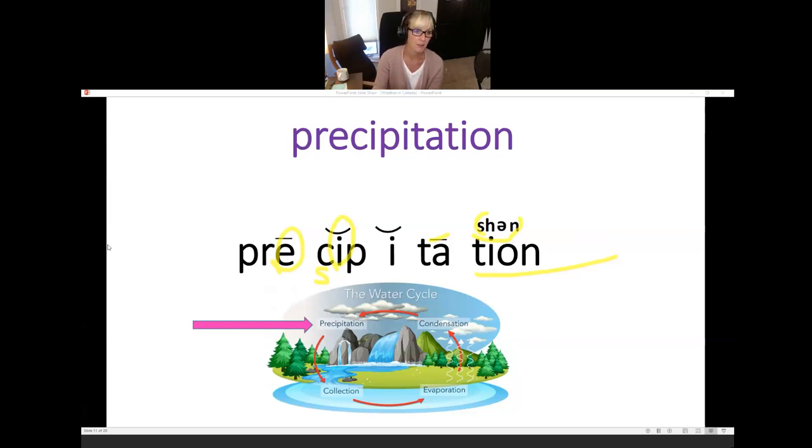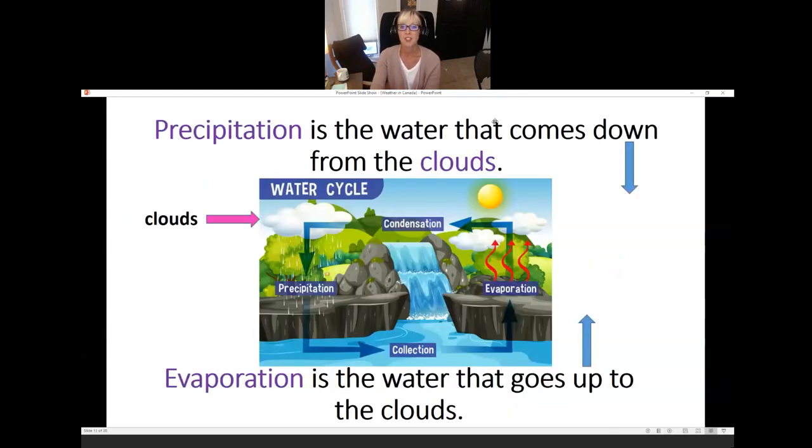You can think about a different word. This word, let me try to spell it. Education. Education is to learn. But I have the same tion at the end of the word. Education. I hear it again. Precipitation. Precipitation is the water that comes down from the clouds.